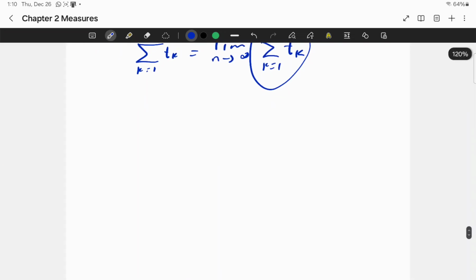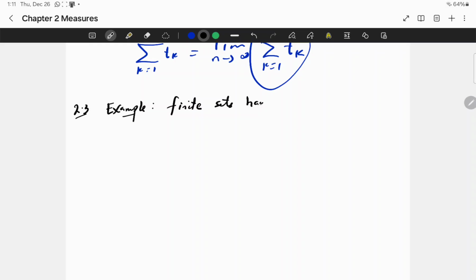So let's take some examples and then get their outer measure. Let's call this Example 2.3: a finite set has outer measure 0.